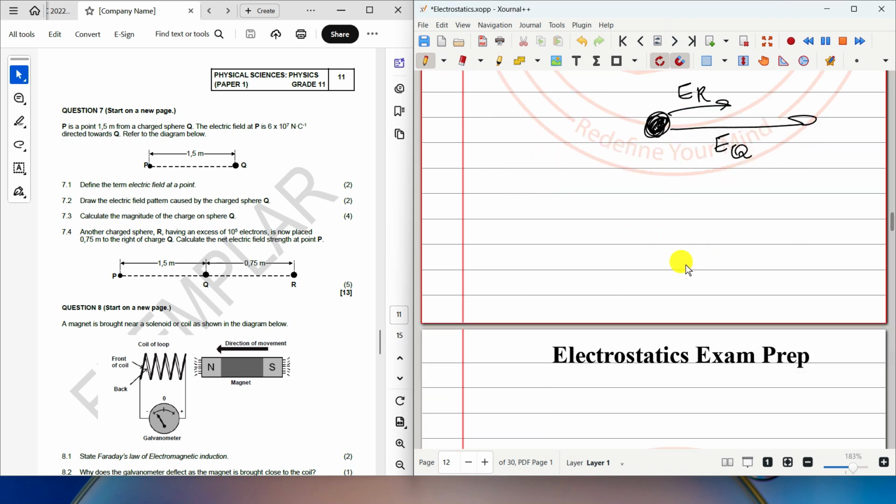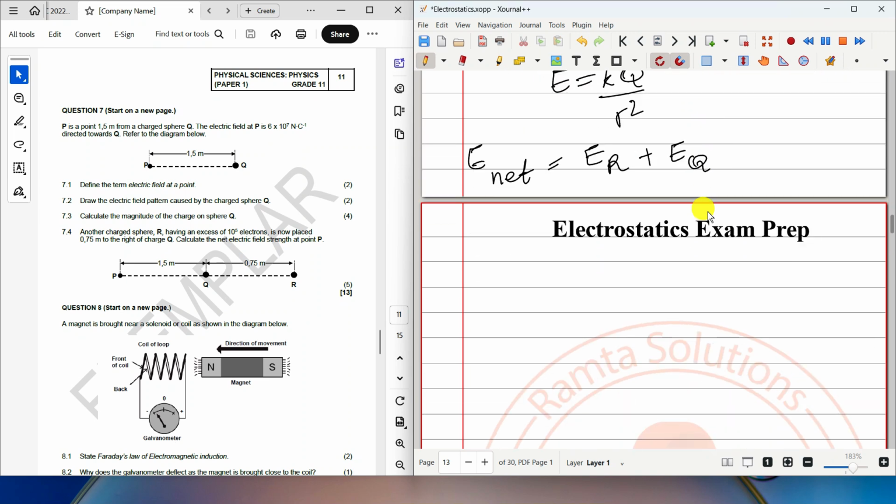All right. So to answer the question, we then say E equals KQ over R squared. Now E sub net will be E of R plus E of Q. I have seen some memos, they will say some other things, guys, but trust me, this is what we do. All right, let's see now.